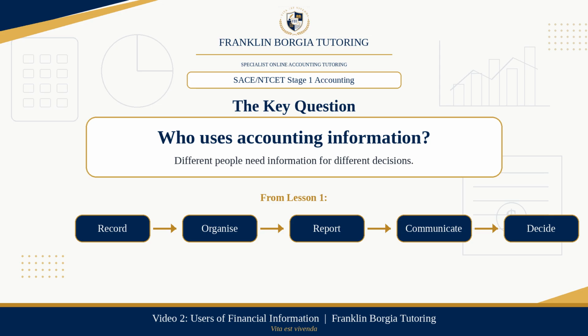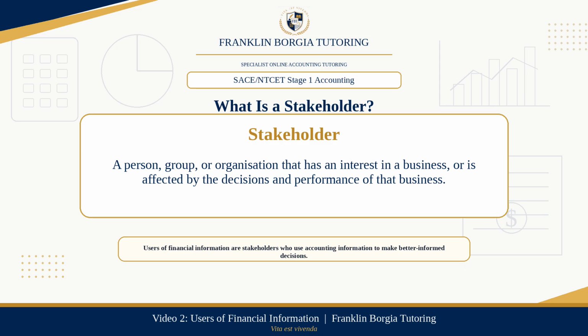A stakeholder is any person, group or organization that has an interest in a business or is affected by the decisions and performance of that business. So, when we talk about users of financial information, we are talking about stakeholders who use accounting information to make better informed decisions.